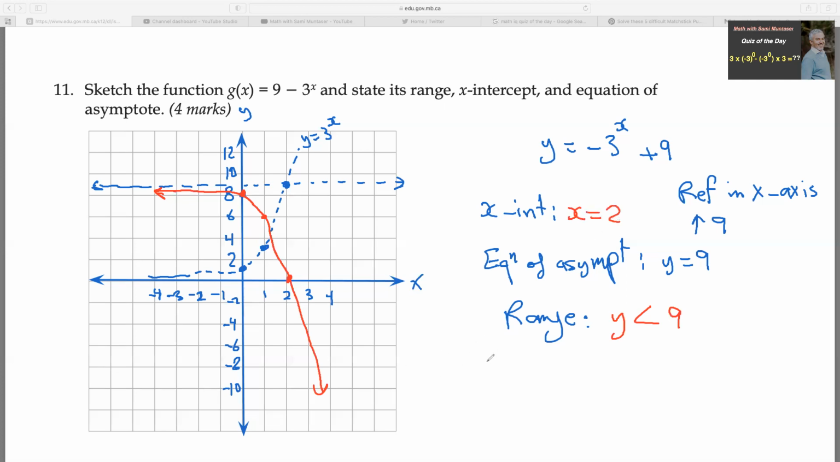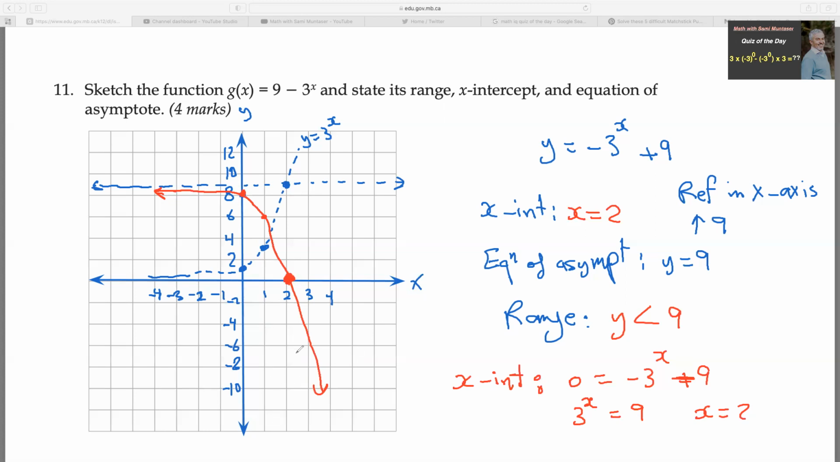Now, how about if we calculate the x-intercept rather than finding it through the graph? If I want to find the x-intercept by plugging in, whenever you find the x-intercept, you plug in 0 for y, and you have negative 3 to the power of x plus 9 equals 0. So I'm going to move the negative 3 to the power of x to the other side. So 3 to the x equals positive 9, and therefore x equals 2. And that's how you could algebraically find what the x-intercept is.